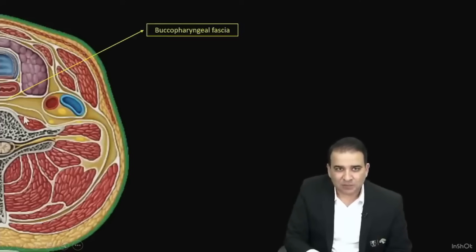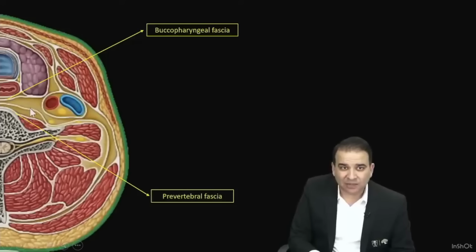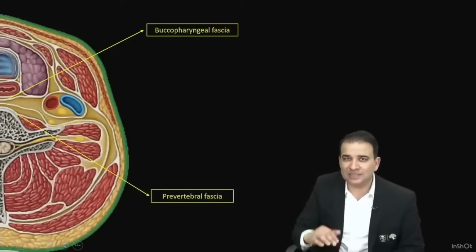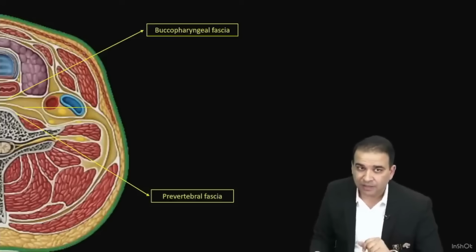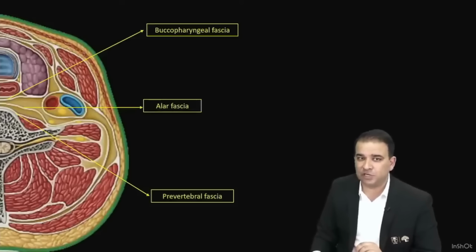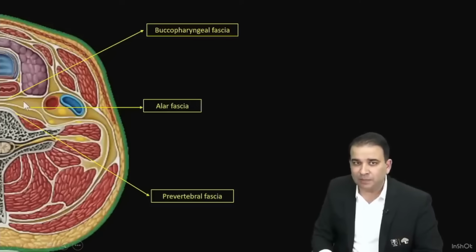Now the fascia which is behind here, we already said, what fascia is that? That is the prevertebral fascia. And then there is another fascia in between, which is also called the anterior layer of prevertebral fascia, also called the alar fascia. So you can see three fascias over there. Now, the space which is present between the buccopharyngeal fascia and the alar fascia, that space is called the retropharyngeal space.